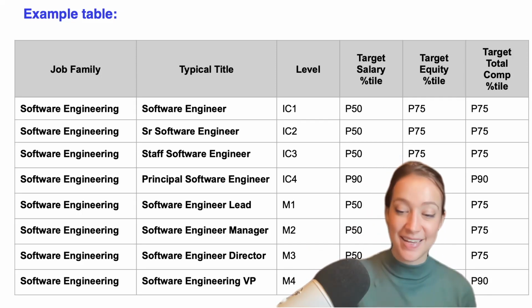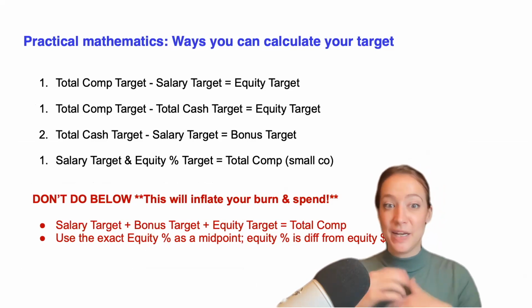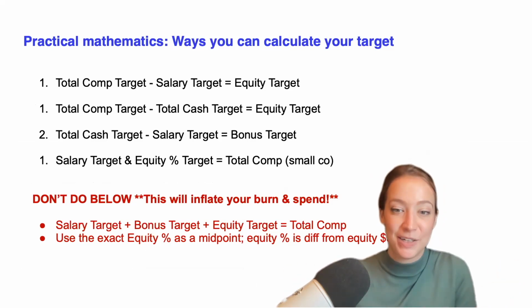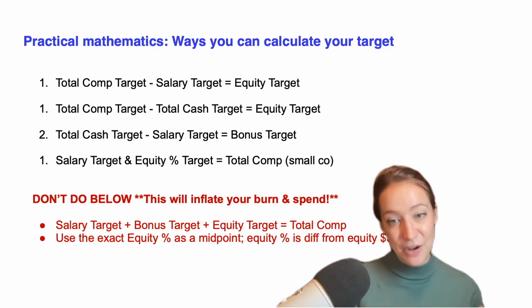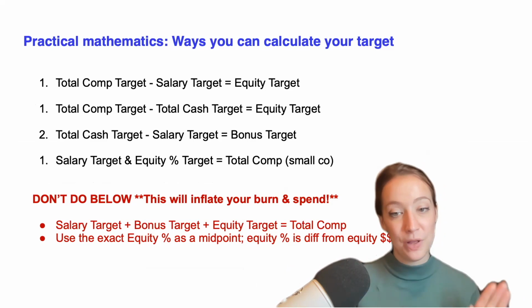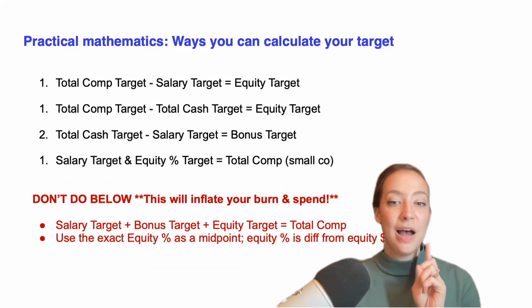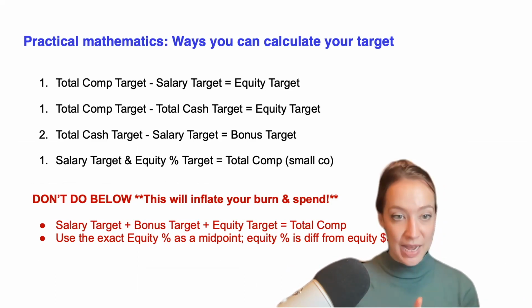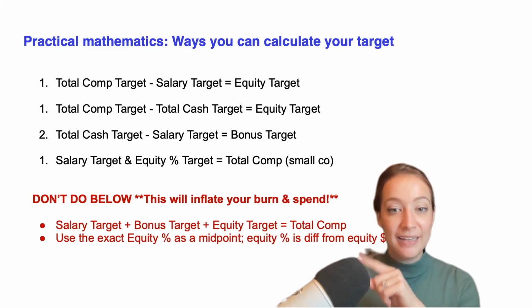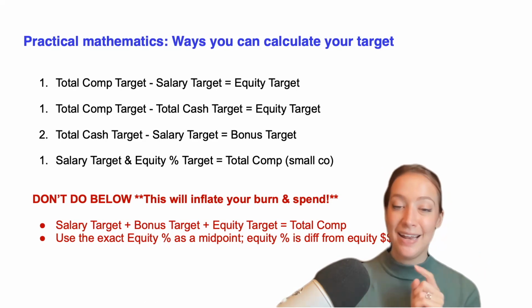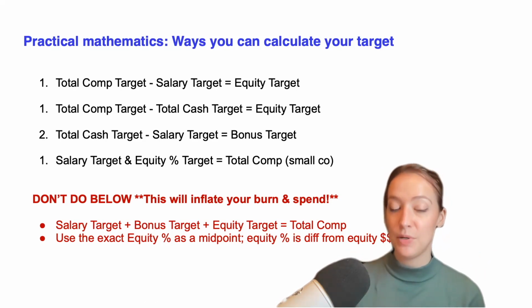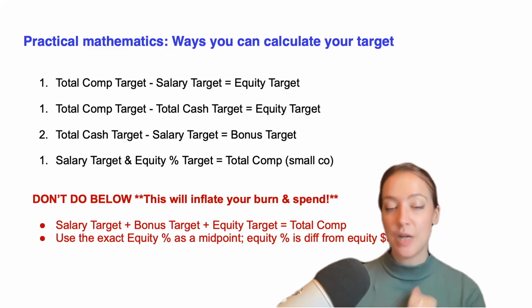Now, once you have this table constructed, you're probably like, okay, it's great. I found my target. I have a basic range, but there are ways you can get a little bit fancy. You can calculate your target in a couple of methods. Now, I call these out because sometimes people will do what I have highlighted in red and they will sum the 50th percentile of salary, the 50th percentile of bonus, and the 50th percentile of equity and think, oh, that is going to equal the 50th percentile of total comp. And it will not do that.